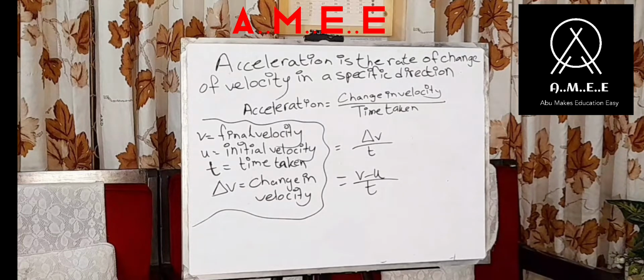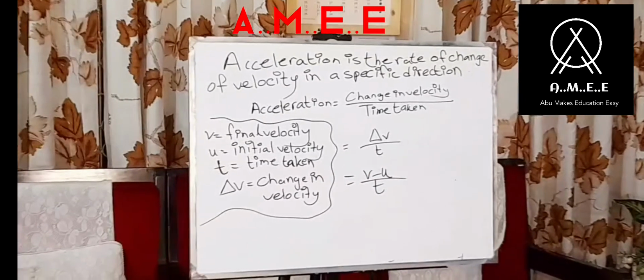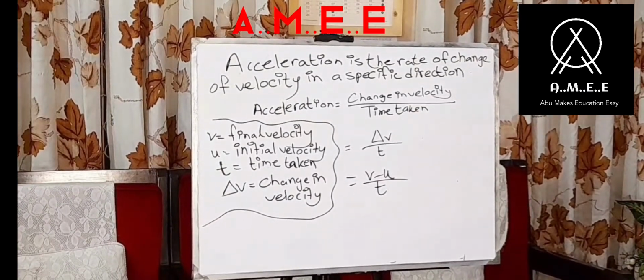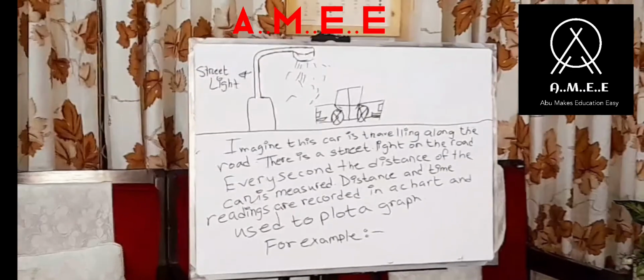First example: imagine a car traveling along a road. There is a street light on the road. Every second the distance of the car from the post is measured. Distance and time readings are recorded in a chart and used to plot a graph. For example, a table is shown. Let me show the table.